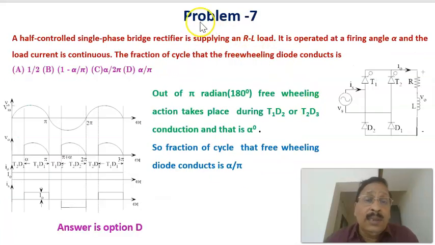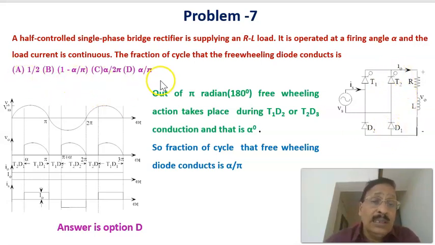Let us see another problem. Problem 7: a half controlled single phase bridge rectifier is supplying an RL load. It is operated at a firing angle alpha and the load current is continuous. The fraction of the cycle for which the freewheeling diode conducts is to be calculated.